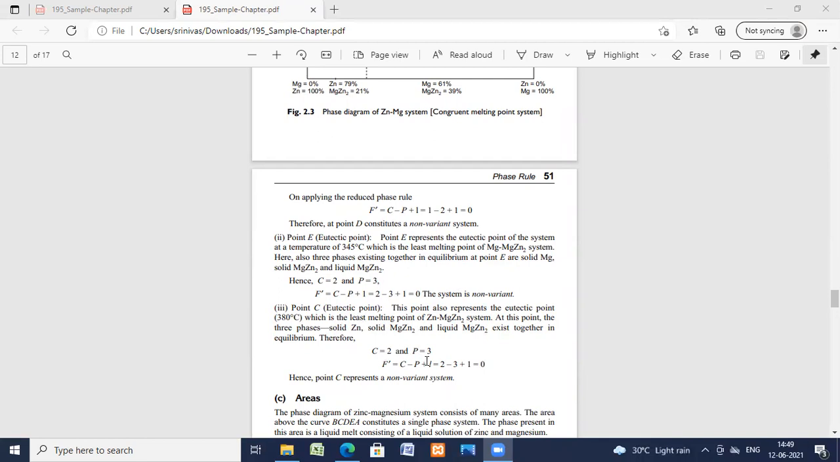So C is 2, P is 3. F prime is equal to C minus P plus 1. This is equal to 2 minus 3 plus 1. It is equal to 0. Now the areas. So at point C, it is a non-variant system.